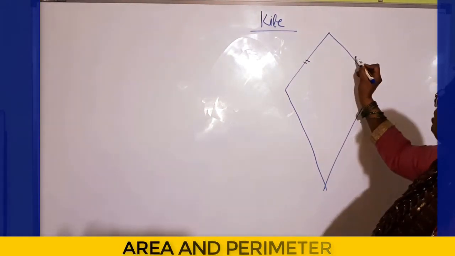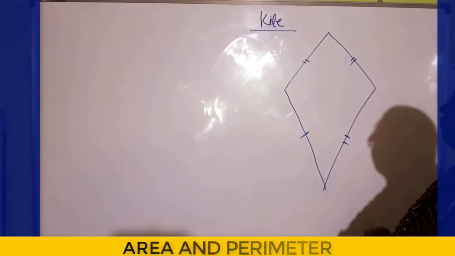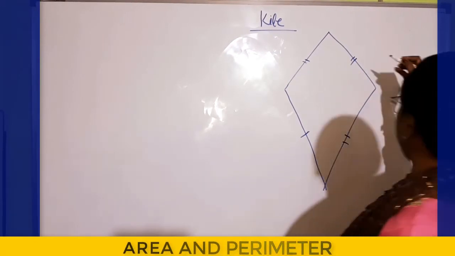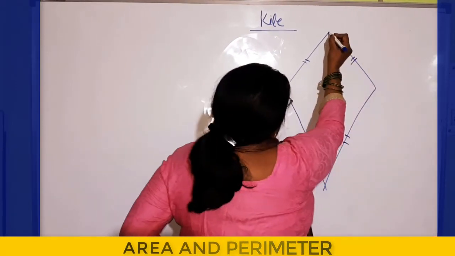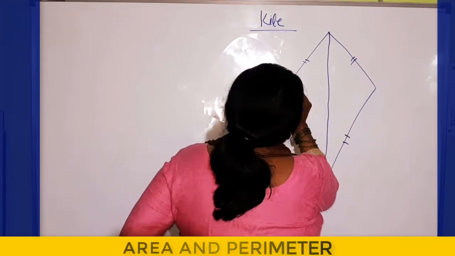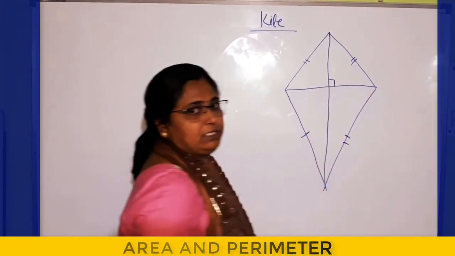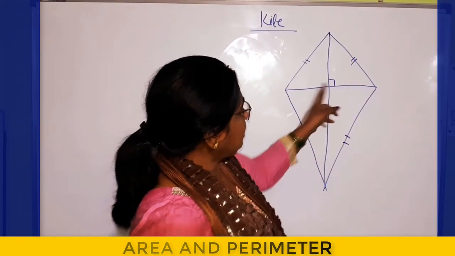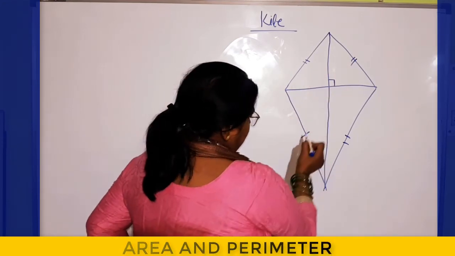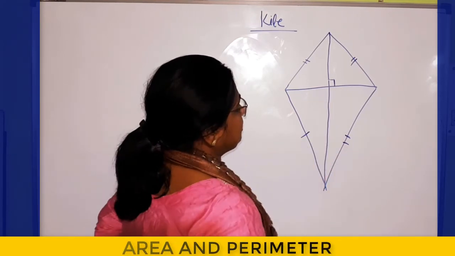That means these two sides are equal, and down also both sides are equal. And as it is a quadrilateral, it obviously has two diagonals also. Both diagonals are perpendicular to each other. These two sides are equal, this side both are equal, and both diagonals are perpendicular to each other.